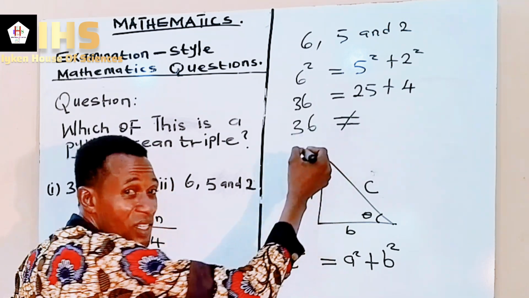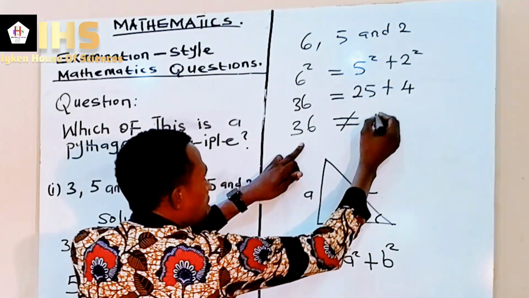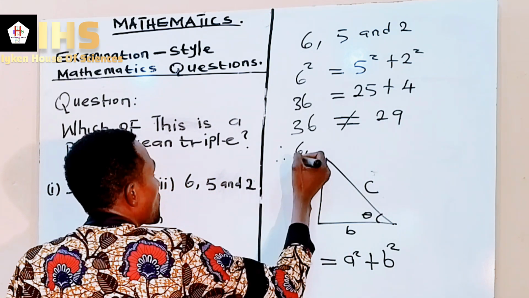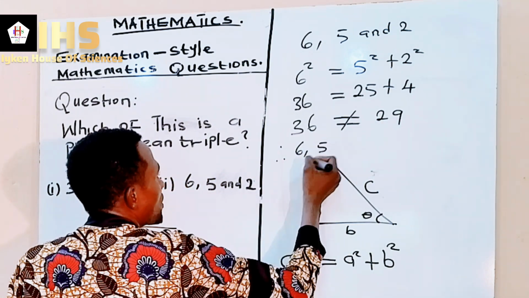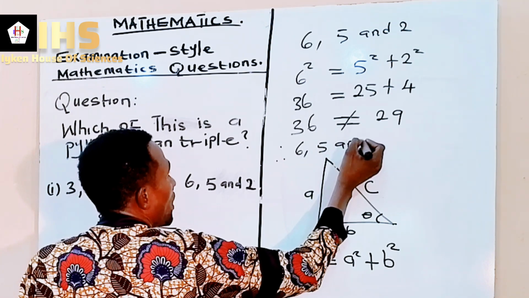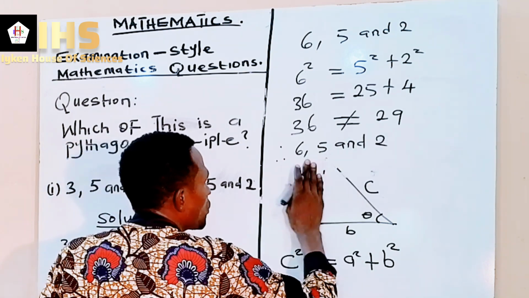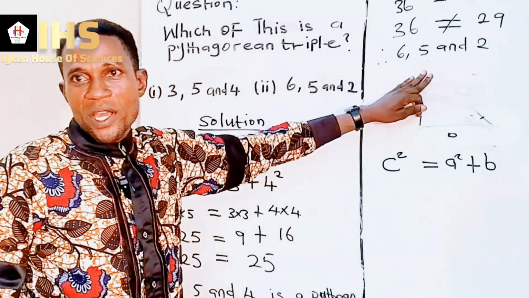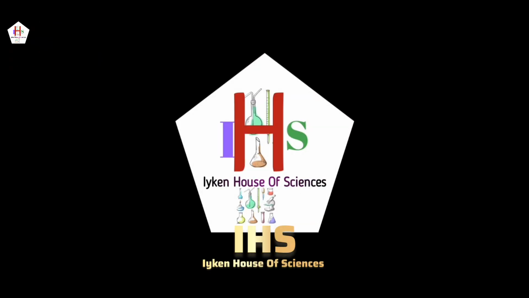So we cross this equality sign. 36 is not equal to 29. Therefore, 6, 5, and 2, this is not a Pythagorean triple.